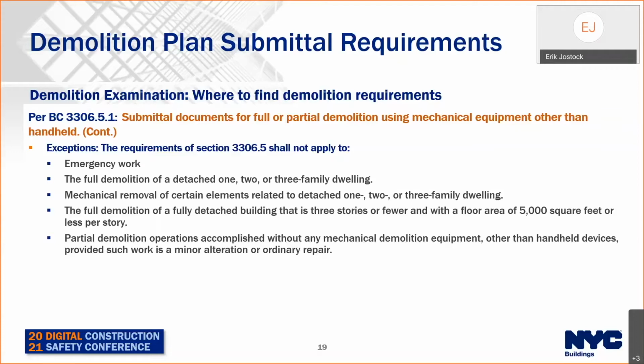Number 3 is mechanical removal of foundations, landscaping elements, foundation walls, slabs, stoops, driveways, and pools accessory to a detached or semi-detached 1, 2, or 3 family dwelling. Number 4 is other buildings that are fully detached, 3 stories or fewer, with a floor area of 5,000 square feet or less per story, where no mechanical equipment is used. So this is a building with a relatively small footprint that can be demolished without plans, provided no mechanical demolition equipment is used. Number 5 applies just to partial demolition operations that are minor alterations or ordinary repairs.